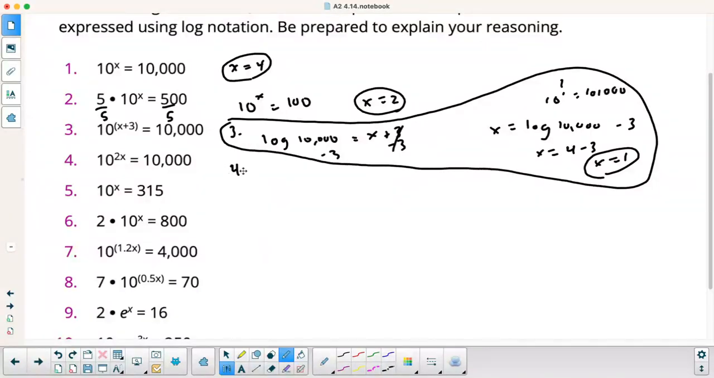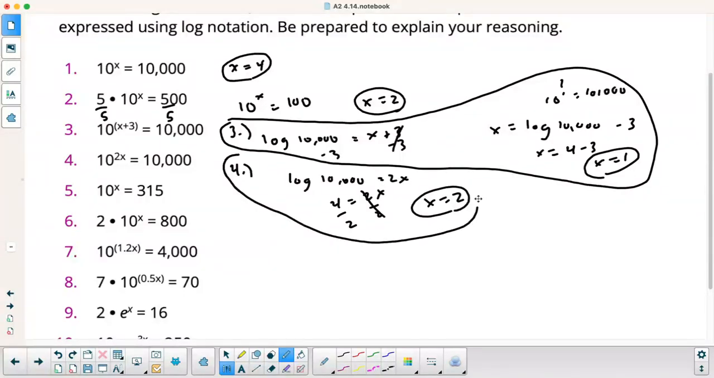All right, we'll go to 4 right here. So log base 10 of 10,000 equals 2x. So then this I already found is 4. So 4 equals 2x, divided by 2, we get x equals 2. All right, we'll come over here for 5. I'm going to write in log form, log base 10 of 315 equals x.